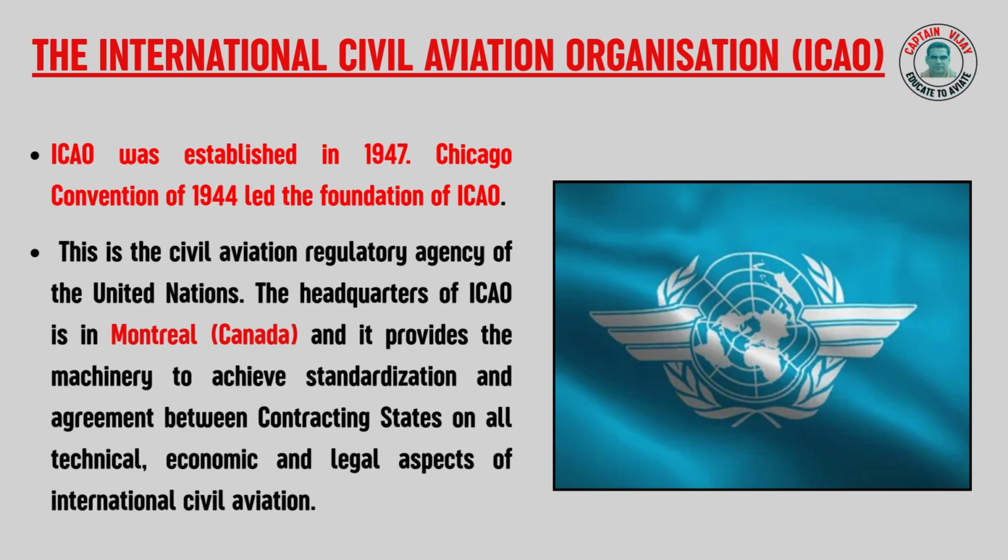The International Civil Aviation Organization, ICAO. ICAO was established in 1947. The Chicago Convention of 1944 led to the foundation of ICAO. This is the civil aviation regulatory agency of the United Nations. The headquarters of ICAO is in Montreal, Canada, and it provides the machinery to achieve standardization and agreement between contracting states on all technical, economic, and legal aspects of international civil aviation.